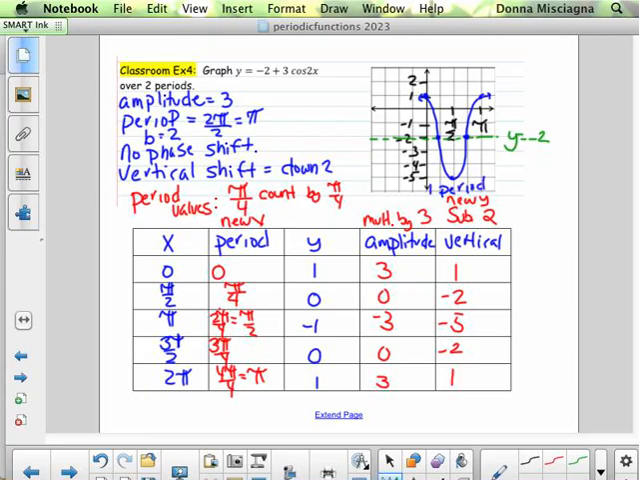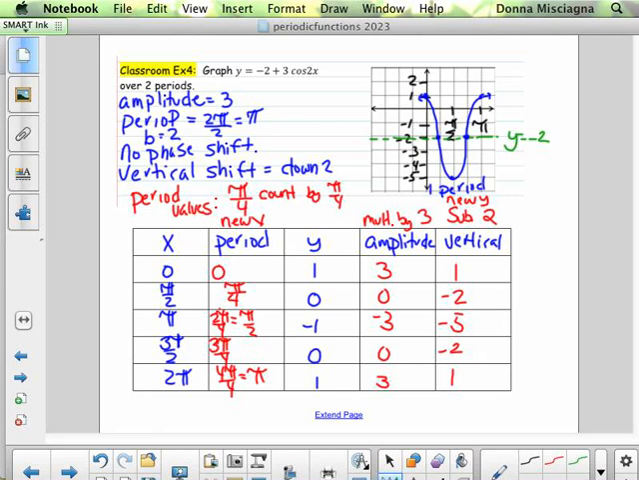If we wanted to graph a second period, we would just follow the points. Notice that every time we move 1 across the x, the graph is either going to the maximum, the midline, or the minimum, and it's just going to go through the same process again.